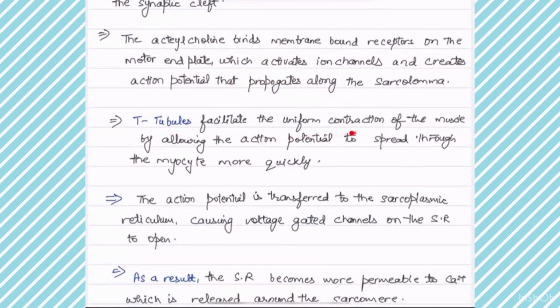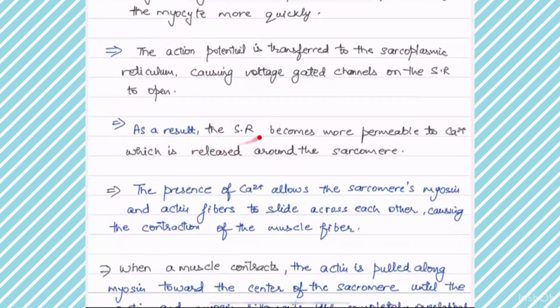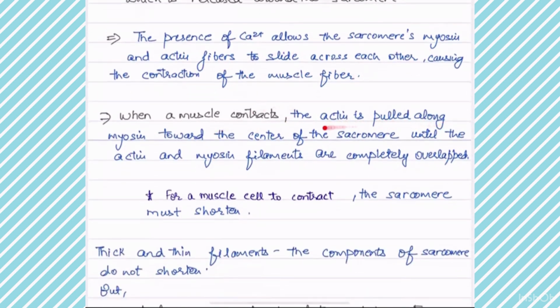T-tubules facilitate the uniform contraction of the muscle by allowing the action potential to spread through the myocyte more quickly. The action potential is transferred to the sarcoplasmic reticulum, causing voltage-gated channels on the sarcoplasmic reticulum to open. As a result, the sarcoplasmic reticulum becomes more permeable to calcium, which is released around the sarcomere. The presence of calcium allows the sarcomere's myosin and actin fibers to slide across each other, causing the contraction of the muscle fiber. When a muscle contracts, the actin is pulled along myosin towards the center of the sarcomere until the actin and myosin filaments are completely overlapped.